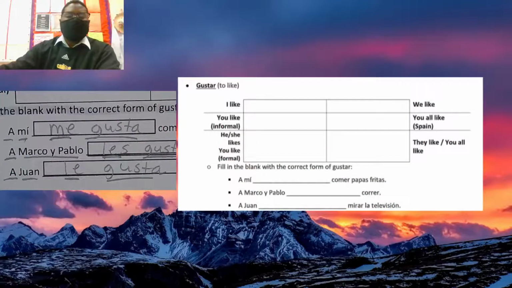Okay, our next instance here is what we've just gone over. And just make sure that you're asking yourself those 2 questions. Is it first, second, or third person? Or is it singular or is it plural?